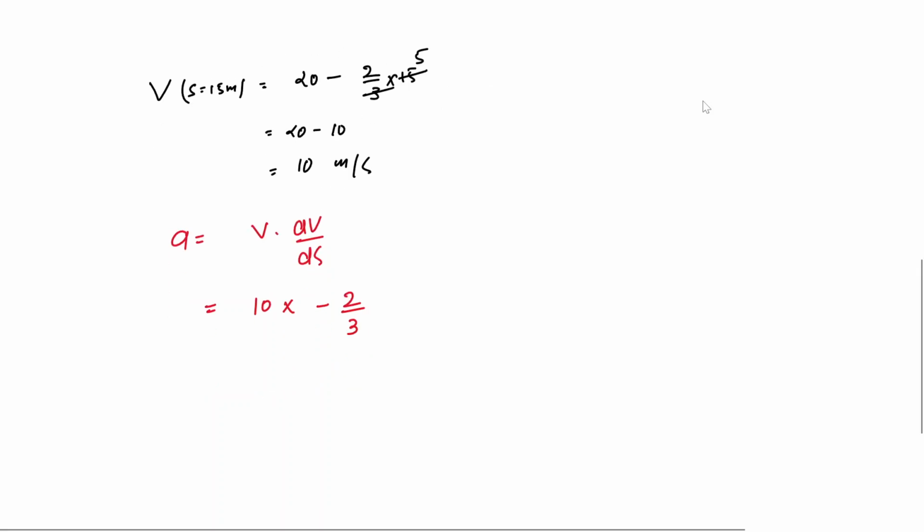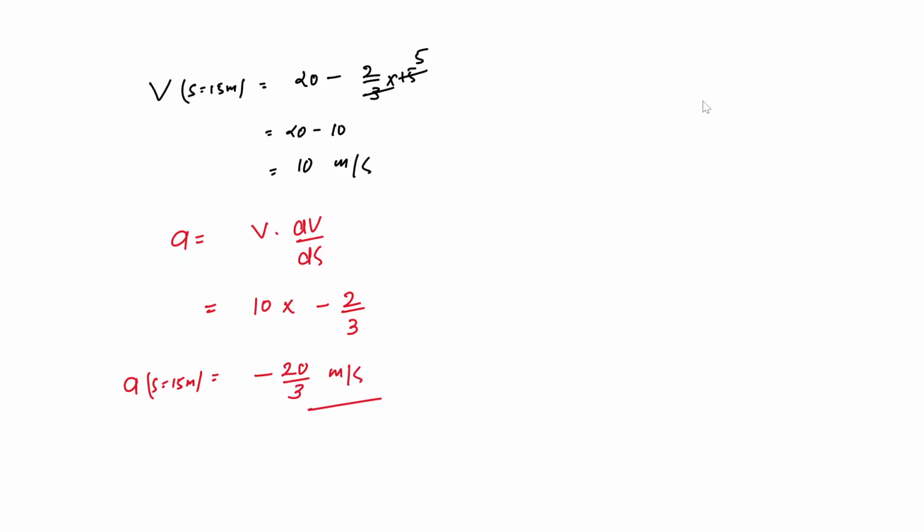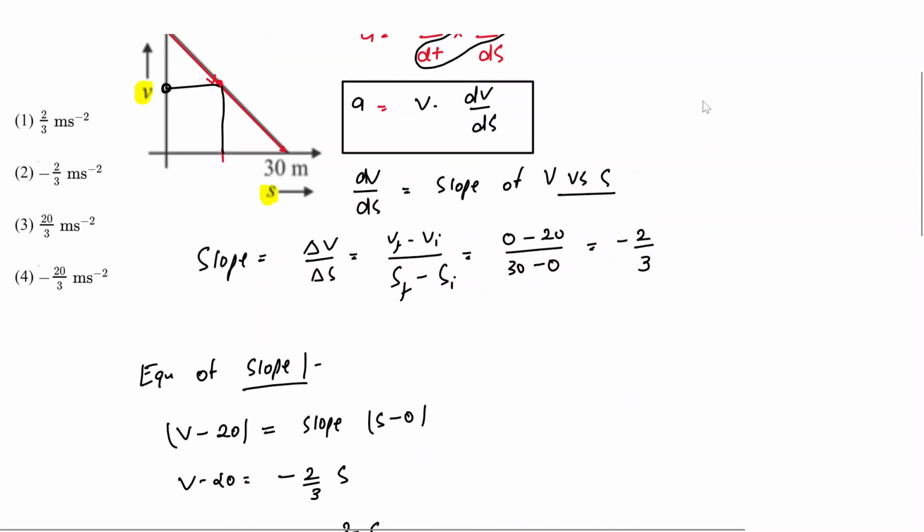So the acceleration of the particle at s equals 15 meters is basically minus 20 by 3 meter per second squared. So this is my acceleration. So we see that minus 20 by 3, option D, option 4, is my correct answer.